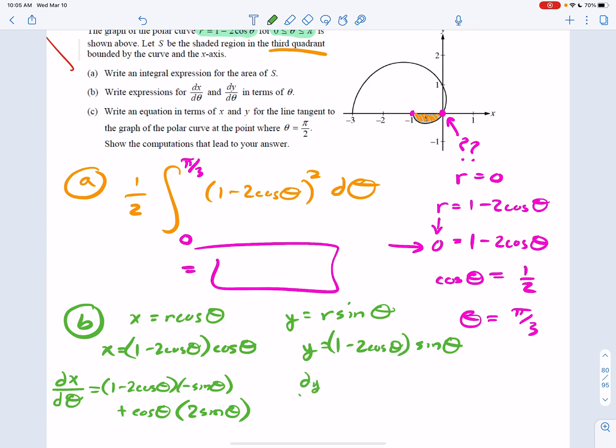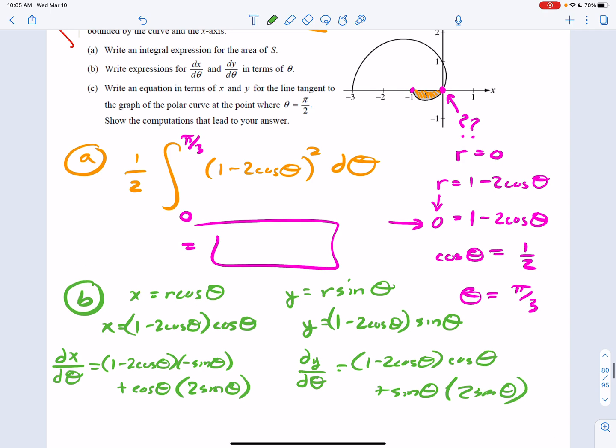Here is dy d theta. First times derivative of the second plus the second times derivative of the first, which is 2 sine theta. And you could leave it as is. Again, equal is equal. You don't get any extra points for simplifying. In fact, you lose points if you simplify incorrectly, okay?